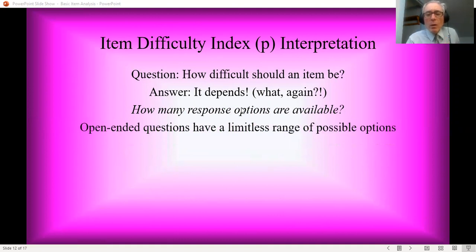Now, at one extreme, consider the open-ended question. If I asked, say I'm doing a literature test or something, and I say, who wrote Tess of the D'Urbervilles?